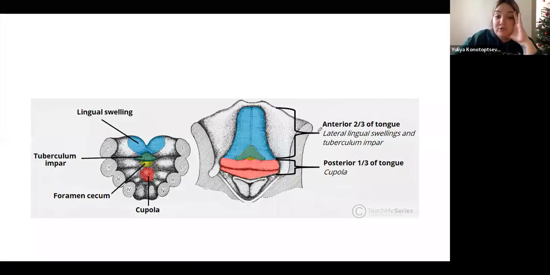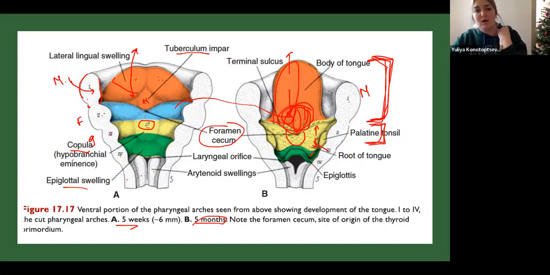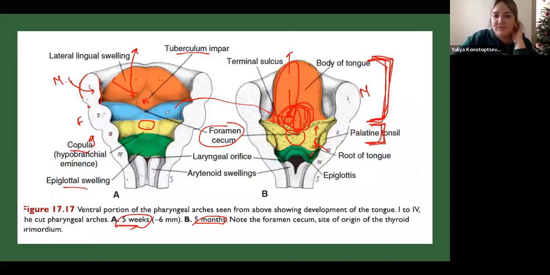Another picture just to show you the same idea, how the copula and so on. I think it's worth mentioning that there is a foramen cecum here, between the tuberculum impar and copula. But you should know that by the fifth week, it's not there. It's a mistake in the book. The foramen cecum is not present in the fifth week old embryo. You don't have it here. You do have it by the fifth month.